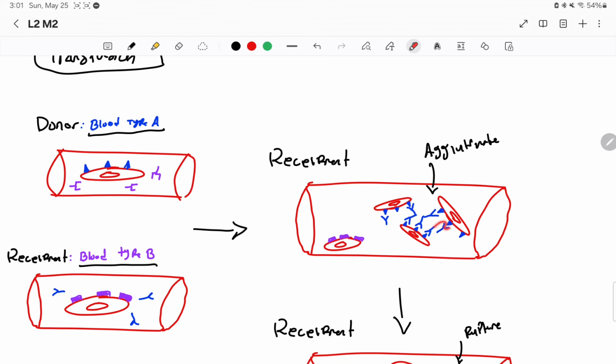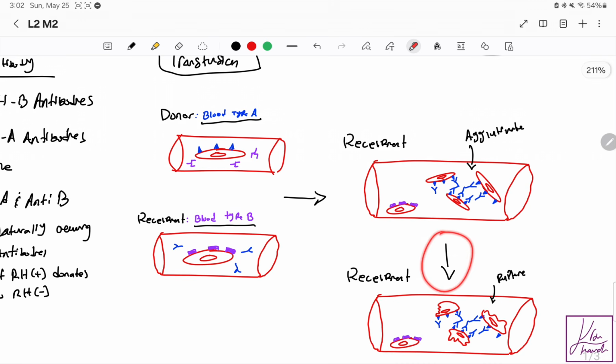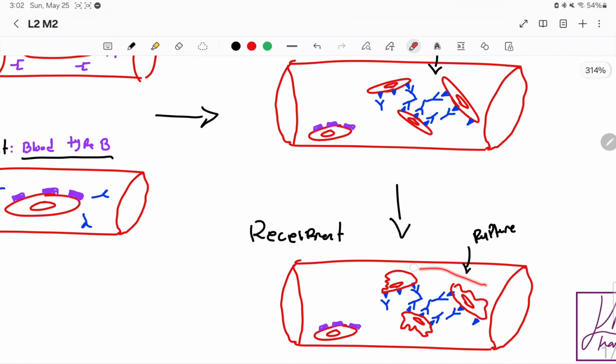And they will start to kind of clump up to one another and aggregate. That is called agglutination. Okay? Afterwards, a little bit after this, these red blood cells will start to rupture. And when they start to rupture, obviously they start releasing their contents out. And we know red blood cells are super high in heme, right? Hemoglobin, which can actually cause damage to the kidneys as function.